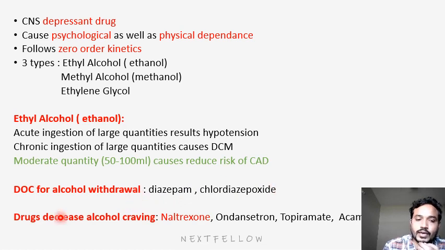One more MCQ here: the main focus is drugs decreasing alcohol craving, meaning an irresistible urge to consume alcohol. Those drugs are naltrexone, ondansetron, topiramate, acamprosate. Among these four, naltrexone is the most common MCQ. If there are four options, we'll go with naltrexone. Naltrexone is the drug of choice. Alcohol craving will be controlled by naltrexone. If there are other options, ondansetron, topiramate, acamprosate, these drugs we can also use, but mainly naltrexone.